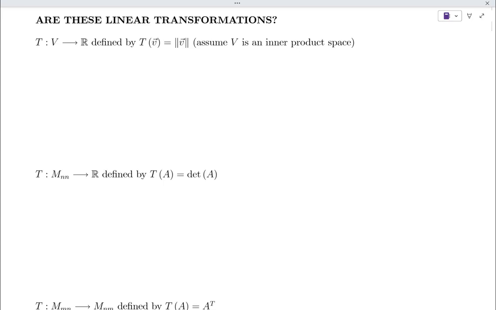Remember, if it's going to break up over sums, if I had the norm of u plus v, what would that have to equal? If it's going to break up over sums, literally with the notation, what would it have to equal? Good, yep. Norm of u plus norm of v, good, right. Is that always true?